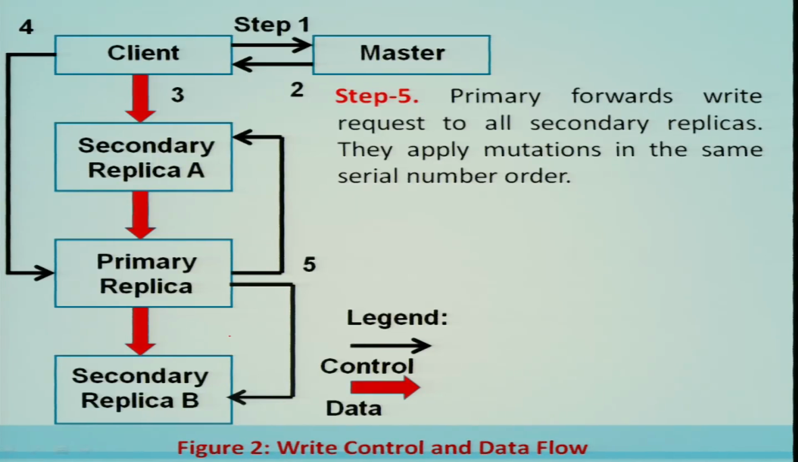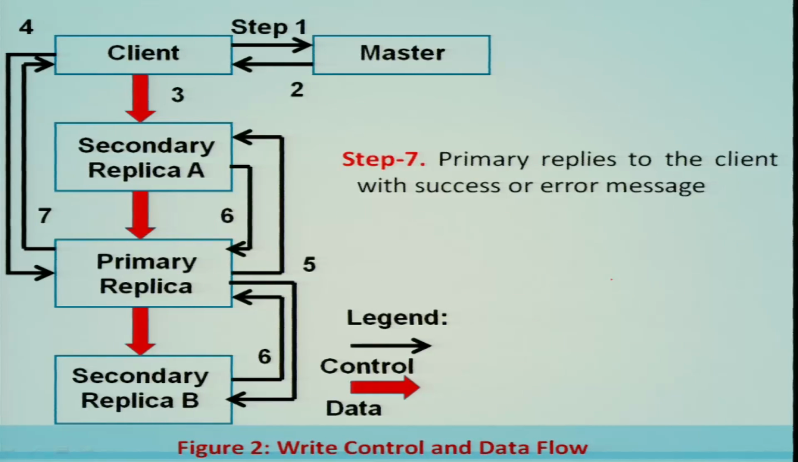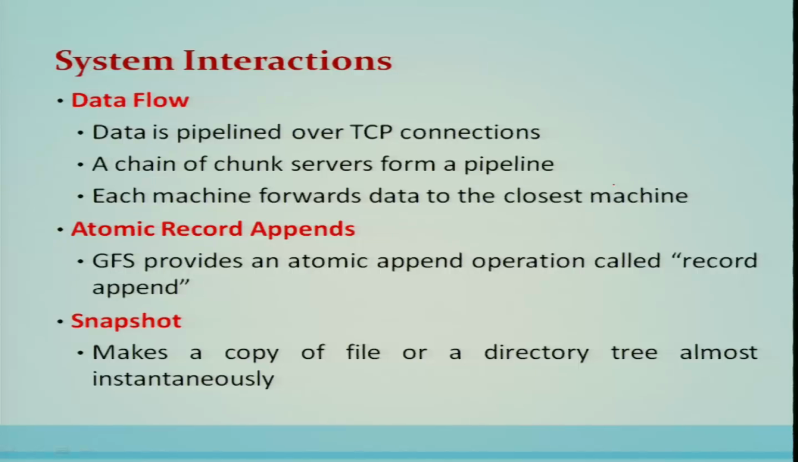Now, the primary forwards the write request to all the secondary replicas. They apply the mutations in the same serial order which I have told you. The step number 6 says that all the secondary replicas will reply to the primary replica that they have completed the operation. Now, having completed all the operations, the primary replies to the client with the success, or if it is not success, then some error message it will provide to the client. So, that was the system interactions.